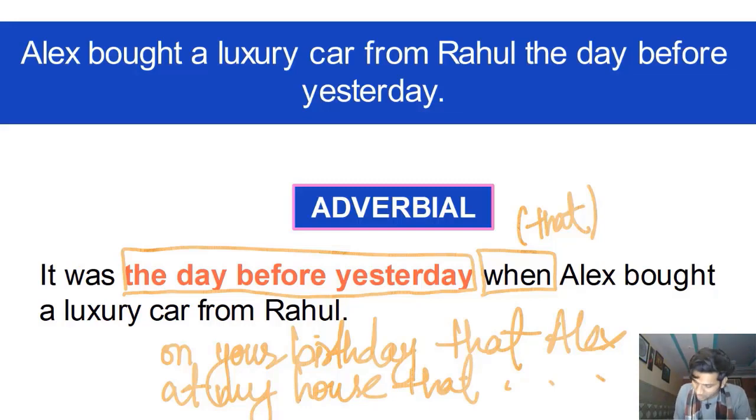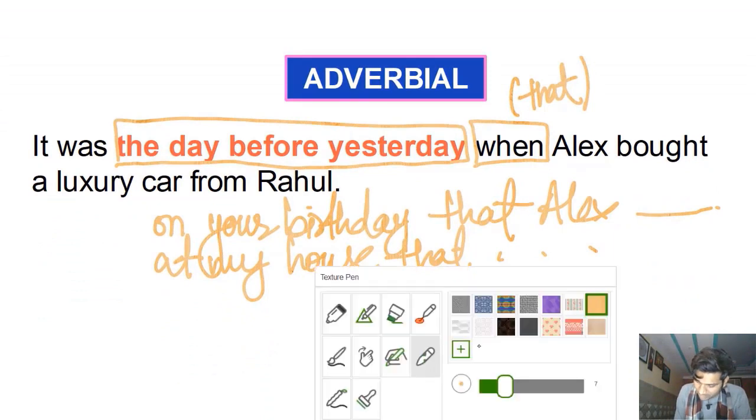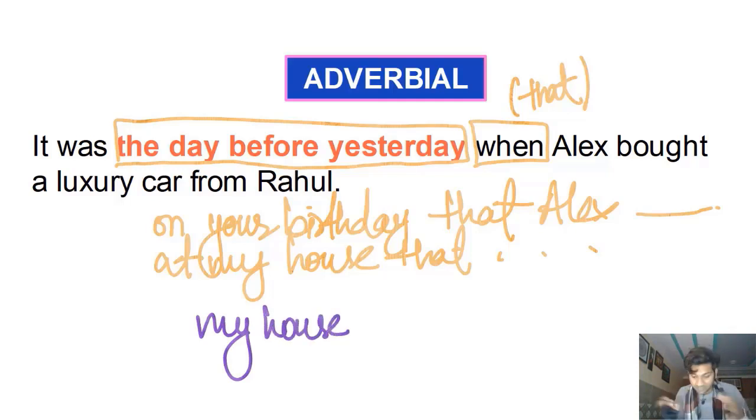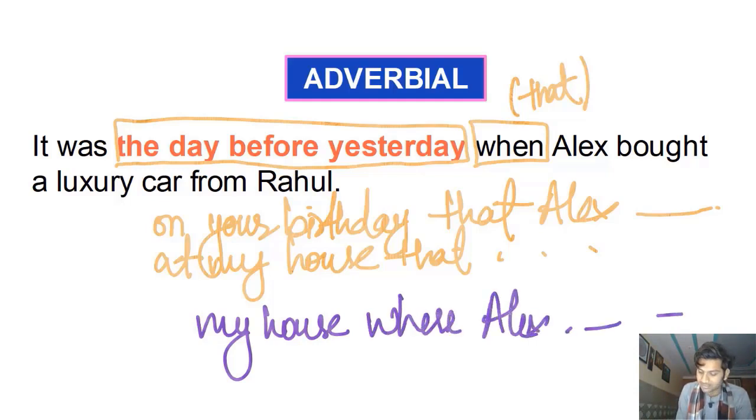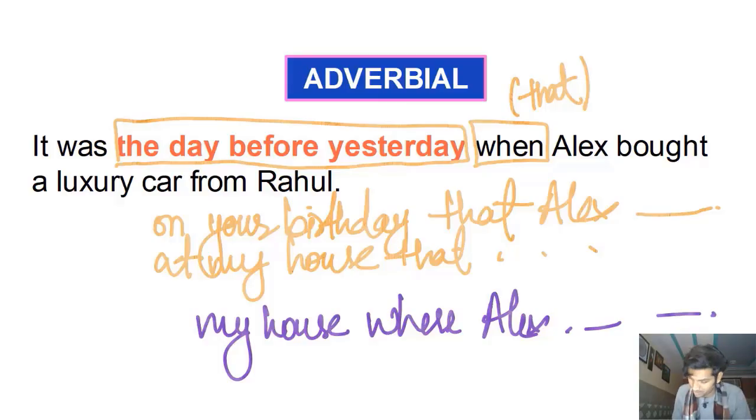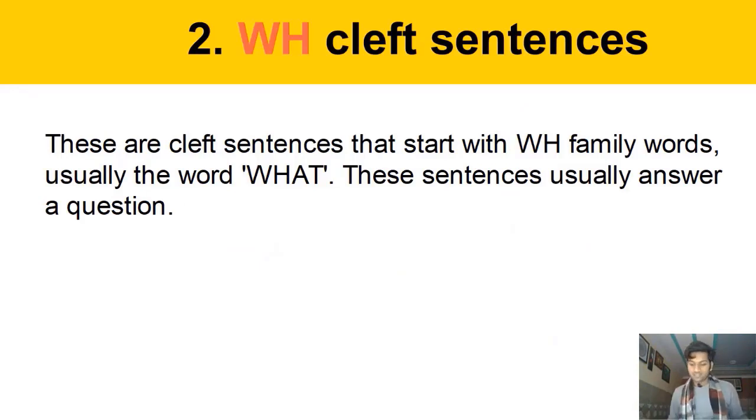Now, if it is a noun phrase, let's change the color. If I say it was my house, now it's a noun phrase, not a prepositional phrase. And this is basically a place, so I'll use the conjunction where. It was my house where Alex did this action, bought this car from XYZ. All right, this is important to note. You should know this.